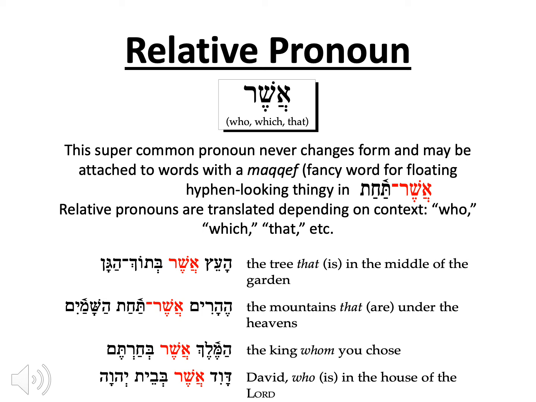The relative pronoun asher also does not attach to the word directly, only with a makef, the floating hyphen-looking thingy. You will get used to seeing asher throughout the Old Testament, as it is easily one of the most common words.